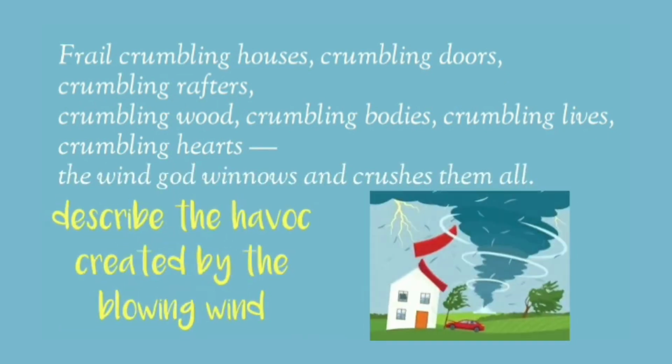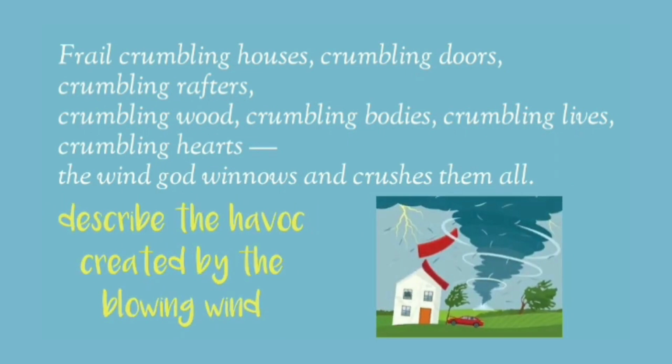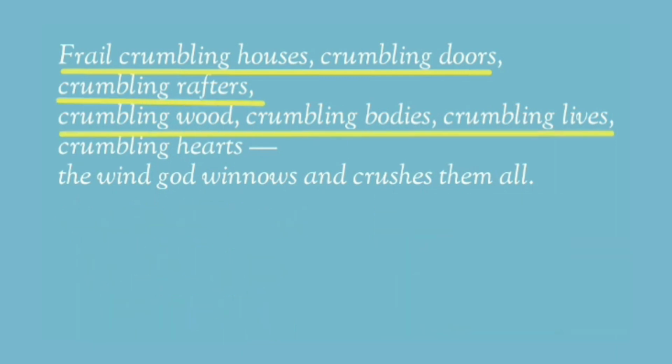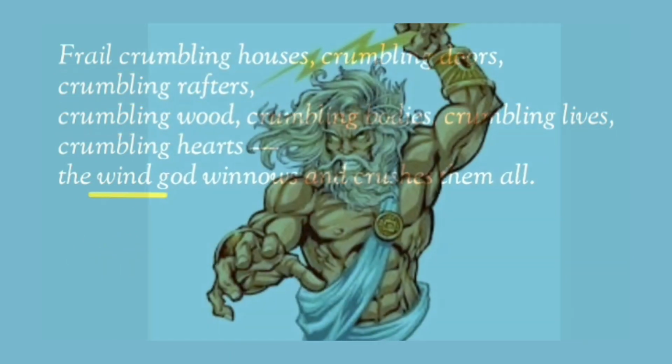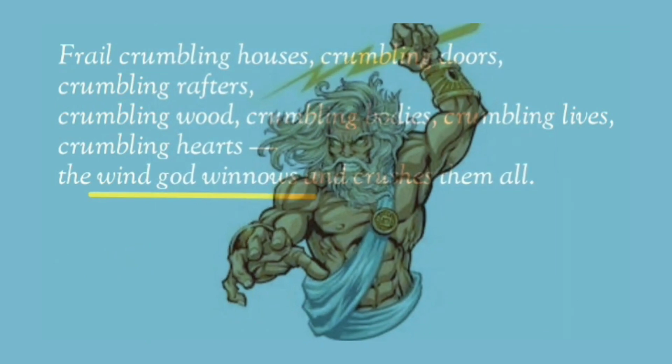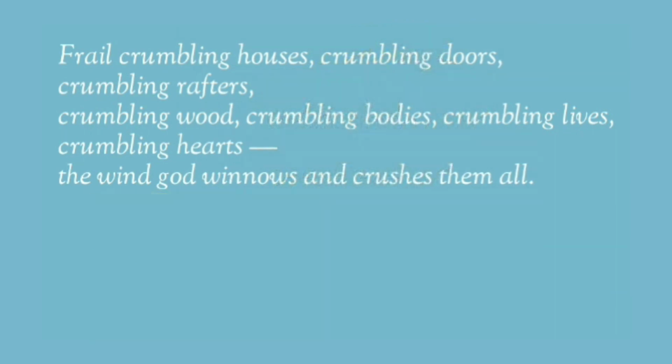These lines describe the havoc caused by a fierce wind. It destroys the inanimate things like weak houses, doors, rafters, wood, etc. Similarly, the difficulties of life discourage human beings. The poet regards the wind as a god who acts like a winnower and sorts and destroys everything that comes in his contact.